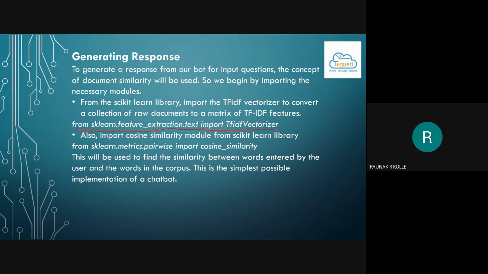The next import will be the cosine similarity module from the scikit-learn library, and to perform this we will use the command from sklearn.metrics.pairwise import cosine_similarity. And so we will be importing the cosine similarity function from the sklearn package. This will be used to find the similarity between words entered by the user and the words in the corpus. This is the simplest possible implementation of a chatbot.